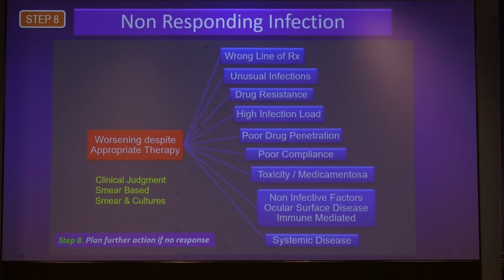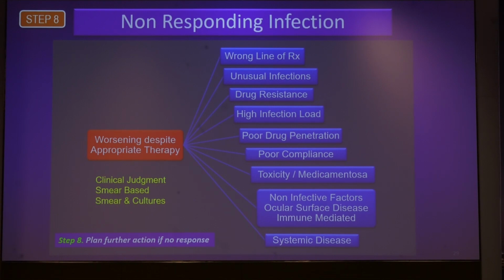So you're treating a patient based on clinical judgment, smear reports, culture reports, you're doing everything correctly, but this patient is still getting worse. So now you need to think, what could be the cause? Maybe there's a wrong line of treatment. It's not unusual to get a wrong report of fungus or a bacteria, and then you just close your eyes and treat the report based on what the report says.